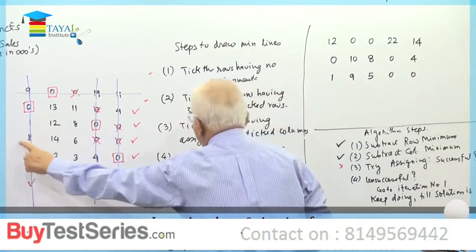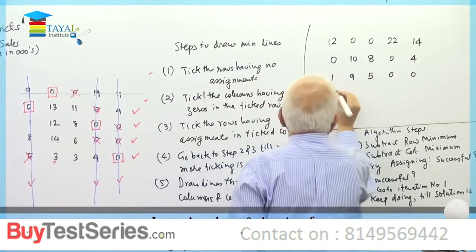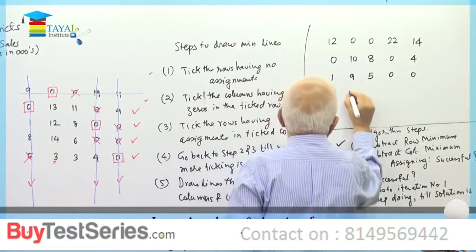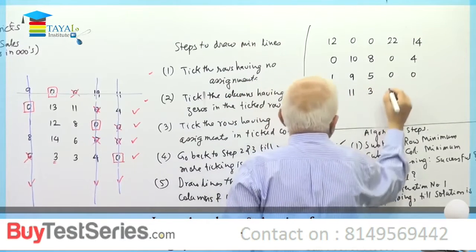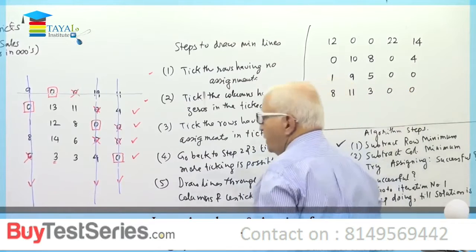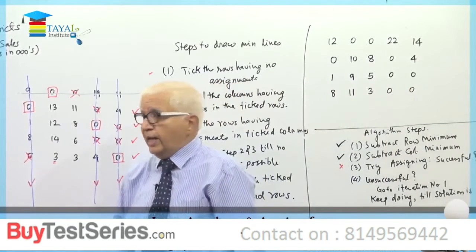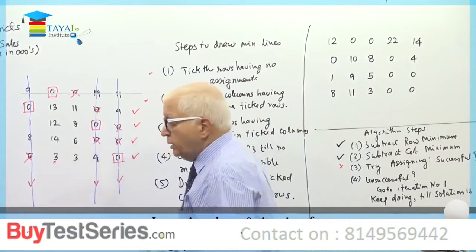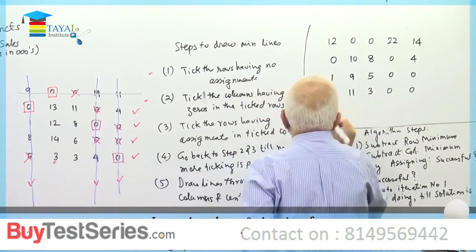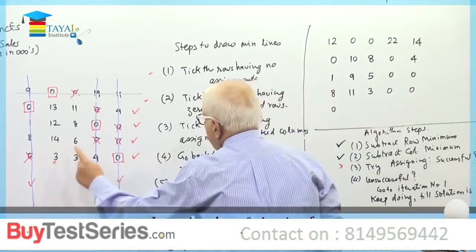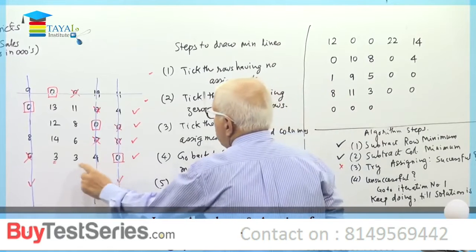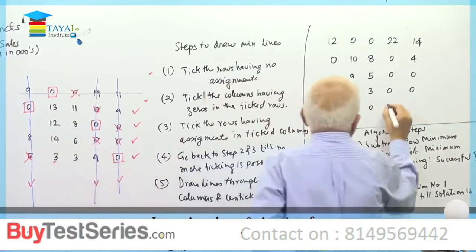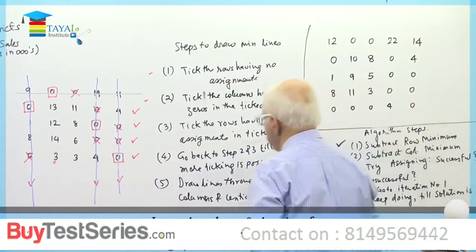Fourth row, 8. One line is passing, no change. 14 minus 3, 11. 6 minus 3, 3. 0, 0, unchanged because one line is passing through them. Last row, first element, one line is passing, so no change. Next 2 elements, no lines are passing, throw 0, 0. Next two elements, one line is passing, so no change, 4 and 0.